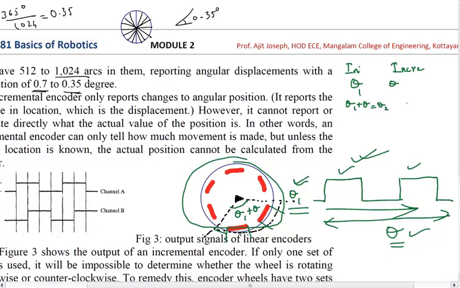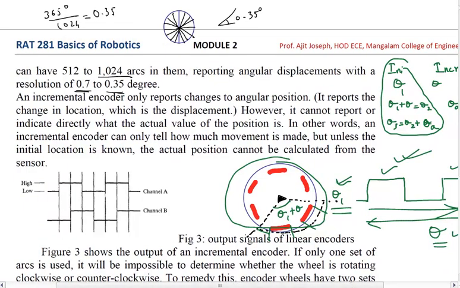And then I will have another increment after that, which will be, let's say, theta A. So the new angle will be theta 3, which is theta 2 plus theta A. That is going to be the new initial value. So every time we will have to keep on remembering the initial value, otherwise the encoder is only going to give us an incremental value and we will not be able to know the final position. Okay, so that is why it is called an incremental encoder.